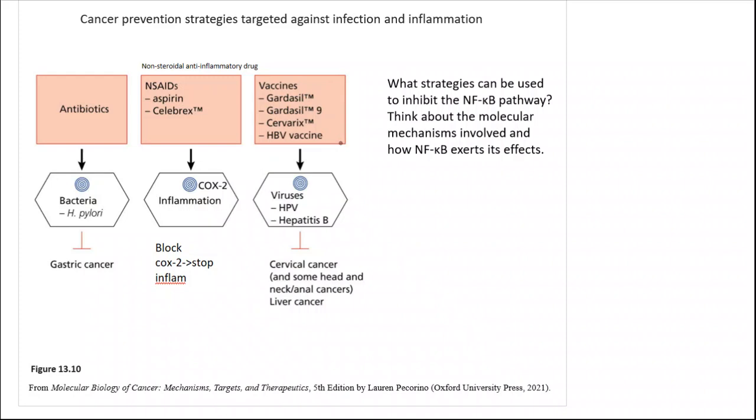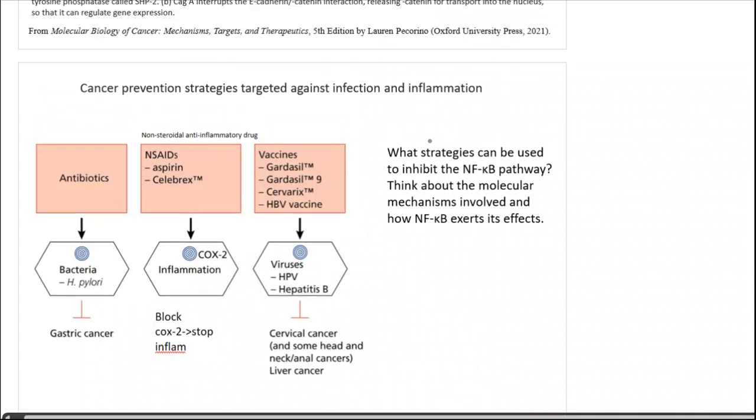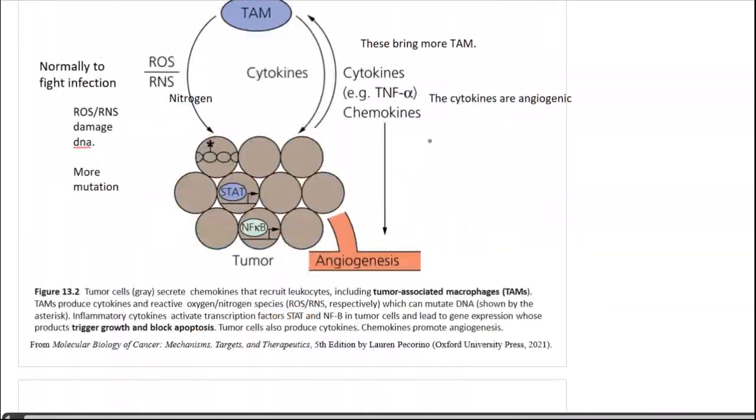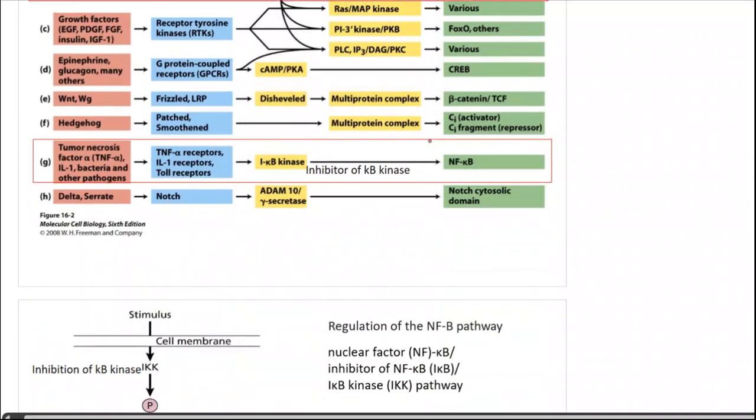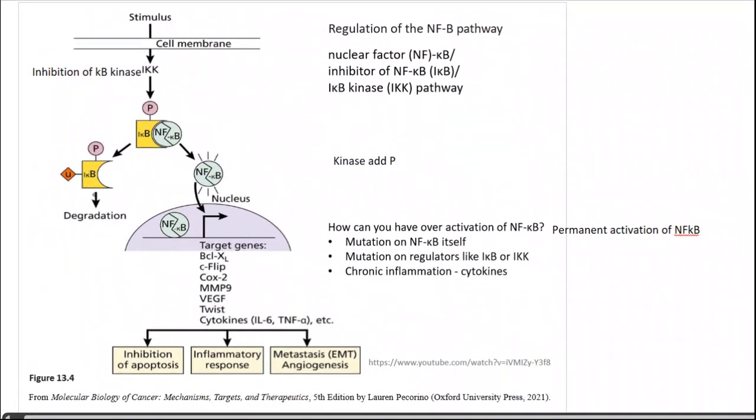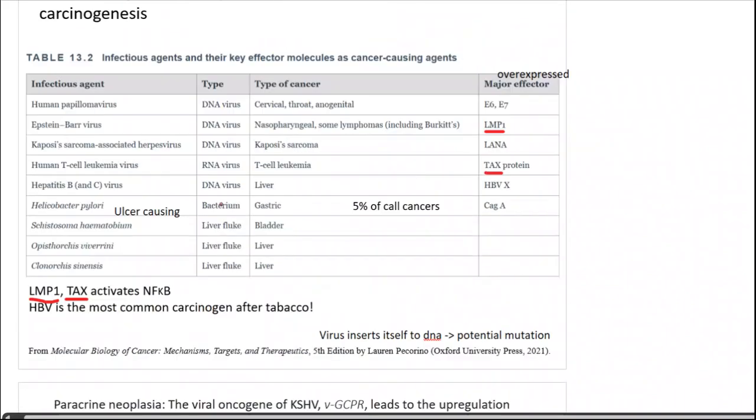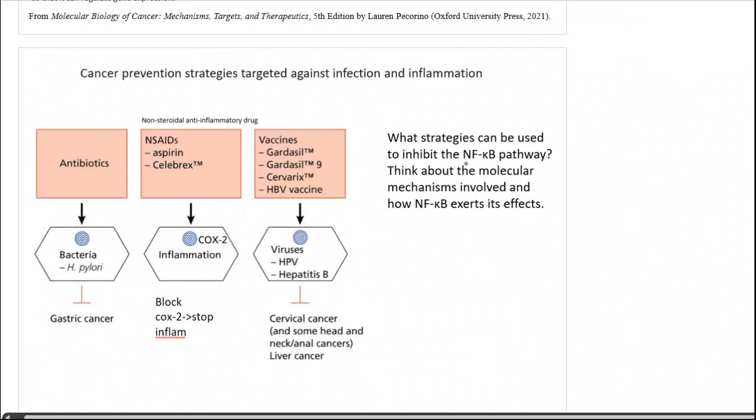For vaccines, for viruses, we can prevent HPV and hepatitis B viruses, which are cancer causing. So by preventing those viruses, we can prevent cancers like cervical cancer and liver cancer. So for strategies to inhibit the NF-kappa B pathway, we're going back up to NF-kappa B over here. We can make a bunch of this IKB, or we can prevent the phosphorylation of the IKB, or we can prevent NF-kappa B from going into the nucleus to make more genes or proteins. So yeah, those are a few ways to inhibit the NF-kappa B pathway.